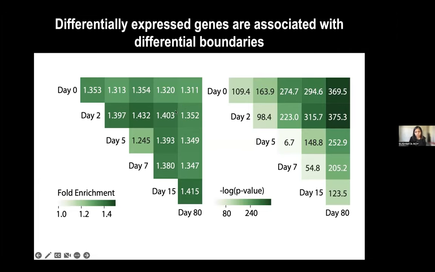So genes that are differentially expressed tend to be associated with differential boundaries, which was interesting because there's a bit of a debate as to whether changes in TADs are actually associated with changes in gene expression. But we see that in this system, there is indeed a nice signal.